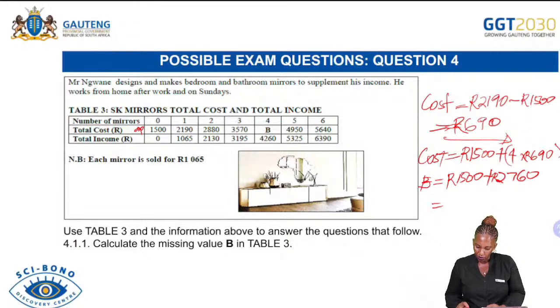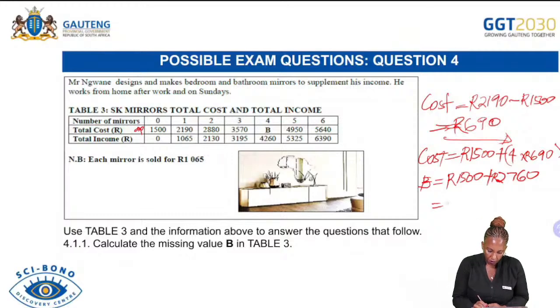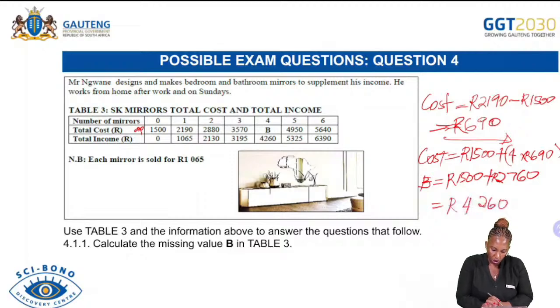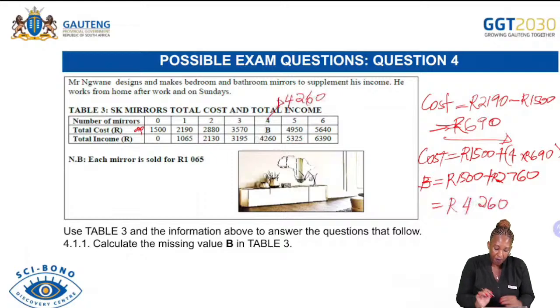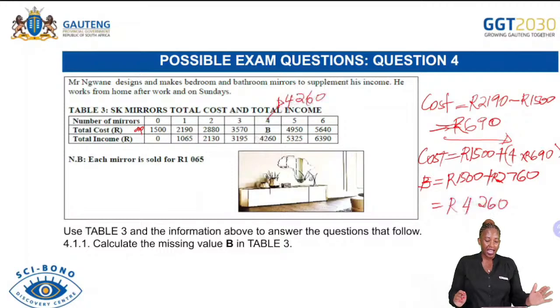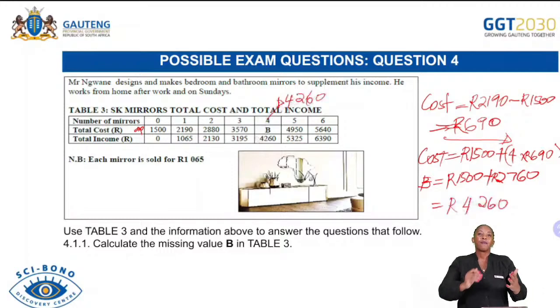And then the total, it will be 2,760. We just quickly add 1,500 rand to it. So the value for B will be 4,260. So the value for B here is 4,260. And just by merely answering that question, I can tell that the break-even point for the cost of the mirror and the income is at 4.